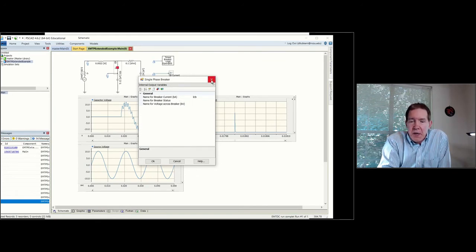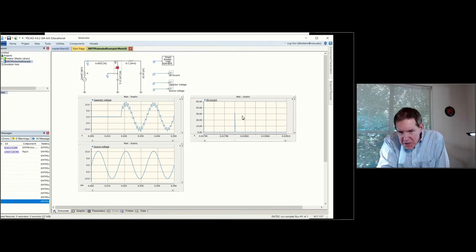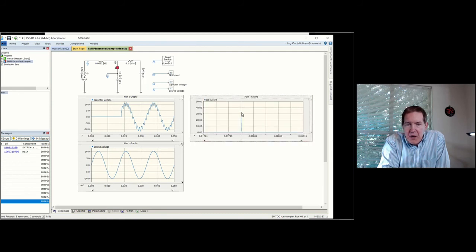And so what I can do is I can then link this to a measurement, and I can drag and drop it into a frame, and that allows me to get a plot. And what's kind of interesting about this is I get a current peak value. I mean, it doesn't last for very long, but basically it goes all the way up to like 30 kiloamps.